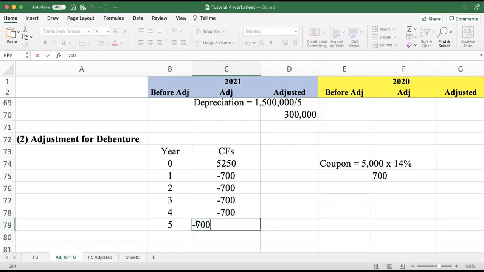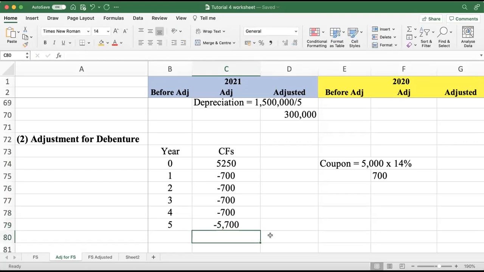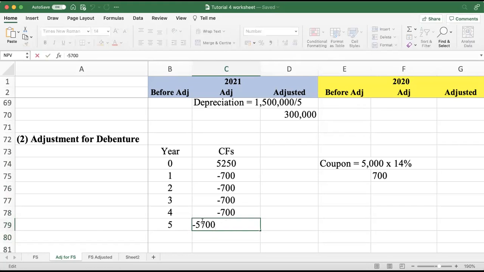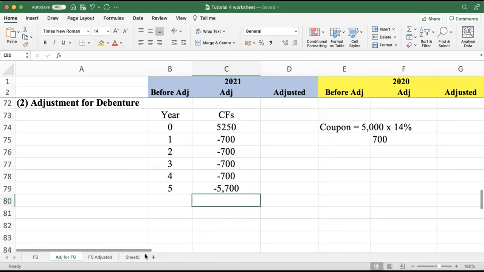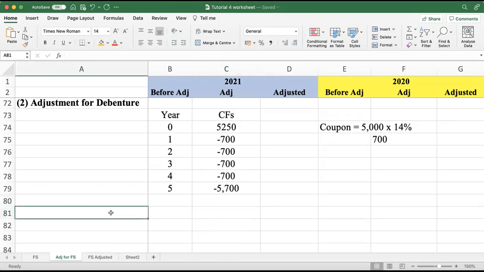At the maturity, at the end of the 5th year, company has to pay par value. Therefore, in the 5th year, the total payment is coupon plus par value, 5,700. Right. Now these are debenture cash flows. You have to find the effective interest rate.